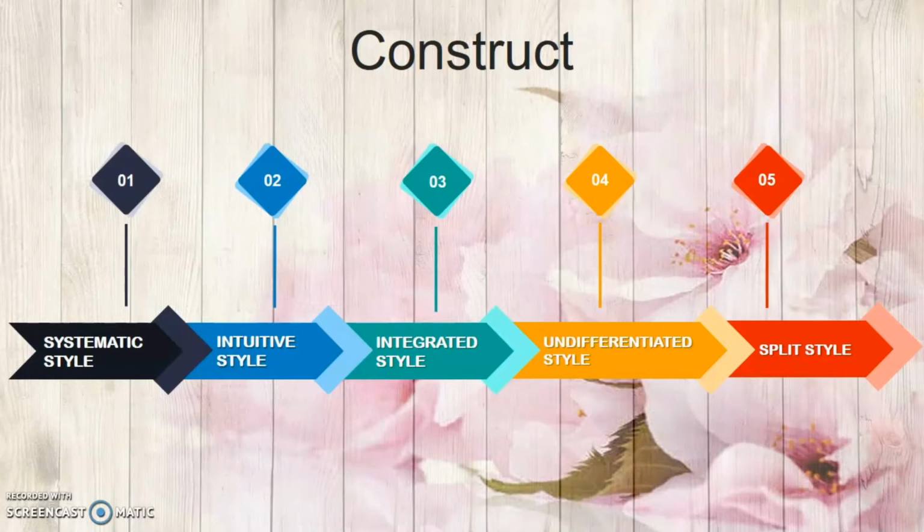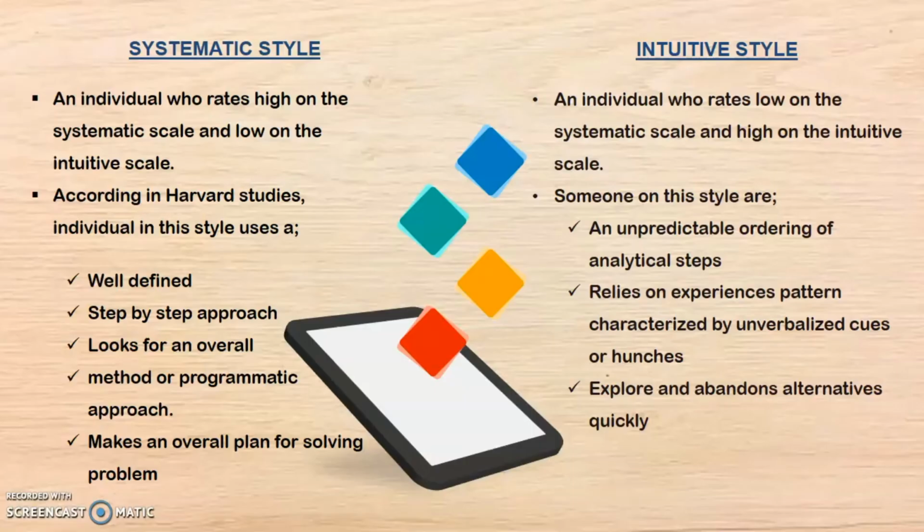Okay, next we move to the construct. In this cognitive style inventory, we have 5 constructs. The first one is systematic style, intuitive style, integrated style, undifferentiated style, and the last one is split style. Okay, I will explain each of the construct meaning. The first one is systematic style. So, a person who rates high on the systematic scale will be low on the intuitive scale. Means that systematic contrasts with intuitive scale.